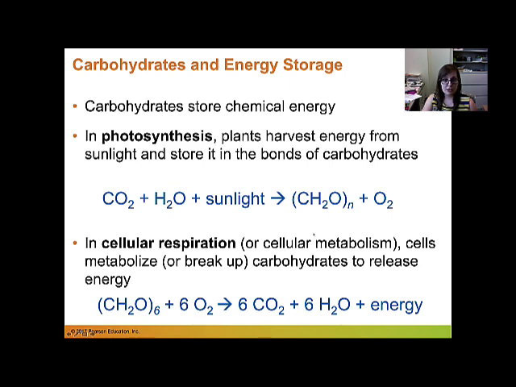So the second thing I'm going to talk about is storing chemical energy. In photosynthesis, plants harvest chemical energy from the sunlight, so energy from the sun, and they store it in bonds of carbohydrates. This is a complex process we'll talk about later, but the basic reaction is that CO2, water, and sunlight equals sugar and oxygen. And in cellular respiration, cells can metabolize or break up the bonds of carbohydrates to release energy. So how does it do this? How does it store energy in chemical bonds?